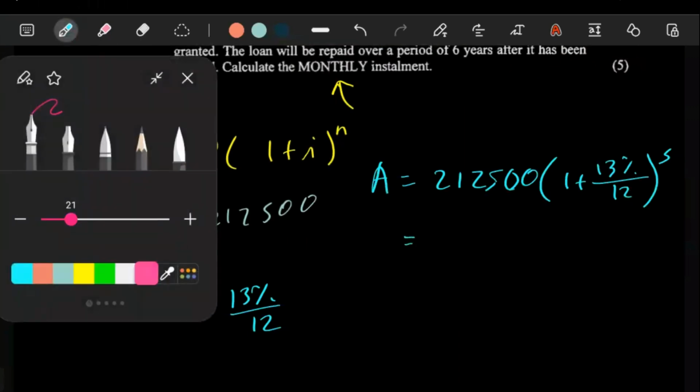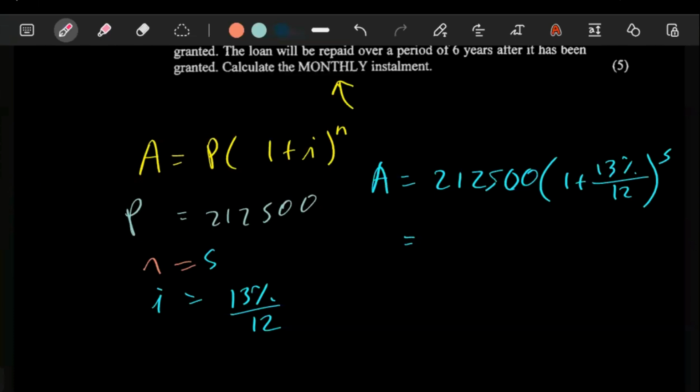And then we have here 212,500, 212,500. And then this here, 1 plus the 13% over 12, the whole thing to the power 5. And then here this is like 224,262.5254. That's the value of A, right? Yeah, that's how much you're going to be owing.